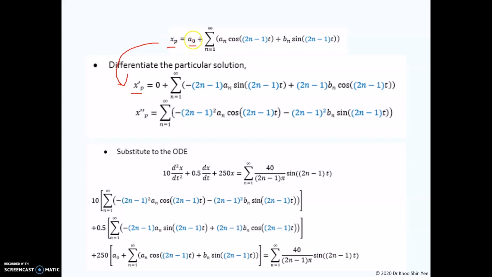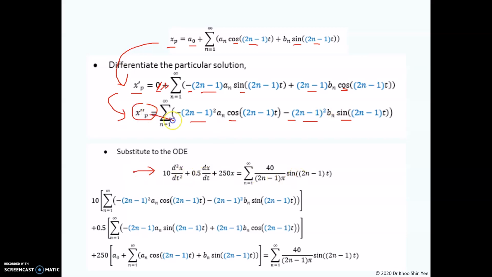Differentiate the a0, which is constant, you obtain 0. Differentiate cos, you obtain negative sine, and multiply with the coefficient. Differentiate sine, you obtain cos, and multiply with the coefficient. Then you differentiate again to obtain x double prime. So this one is cancelled already. You differentiate the sine, you obtain cos, and you multiply with 2n minus 1, you obtain 2n minus 1 power of 2. Differentiate cos, you obtain negative sine, and multiply again with 2n minus 1, you obtain this power of 2. So this is the non-homogeneous part for the ODE.